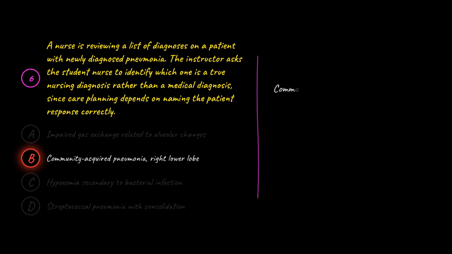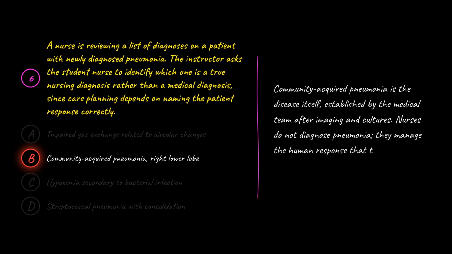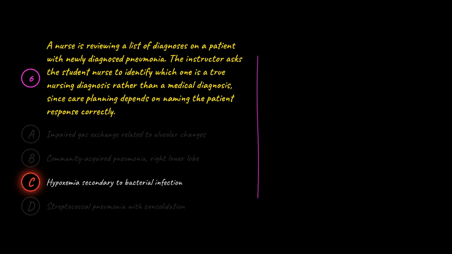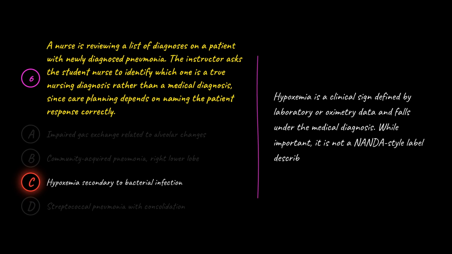B is wrong because community-acquired pneumonia is the disease itself, established by the medical team after imaging and cultures. Nurses do not diagnose pneumonia, they manage the human response that the disease creates. C is wrong because hypoxemia is a clinical sign defined by laboratory or oximetry data and falls under the medical diagnosis.